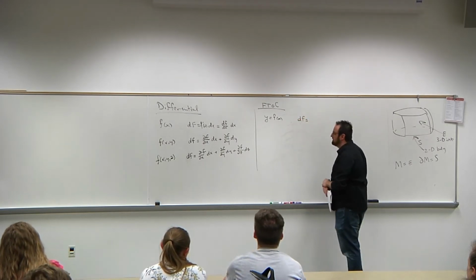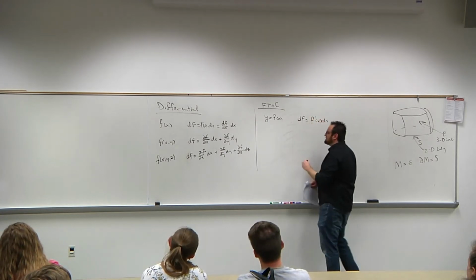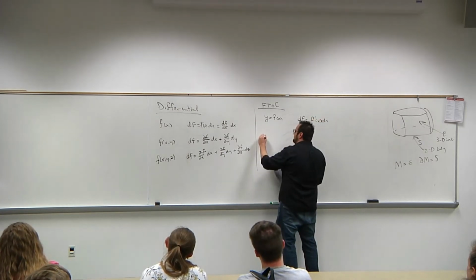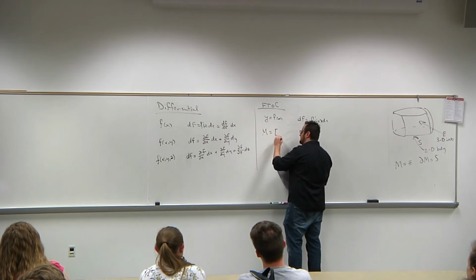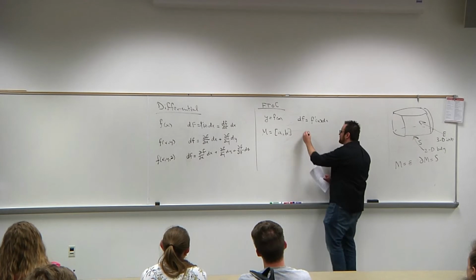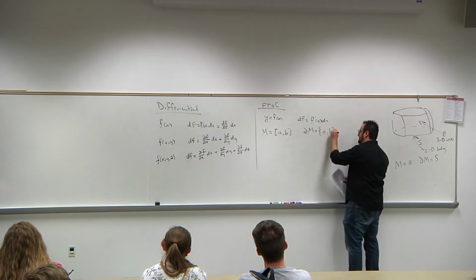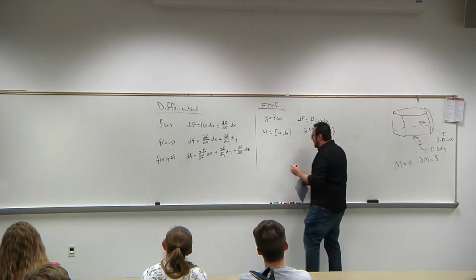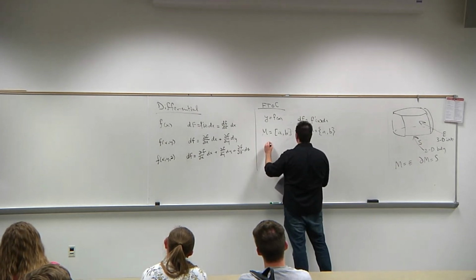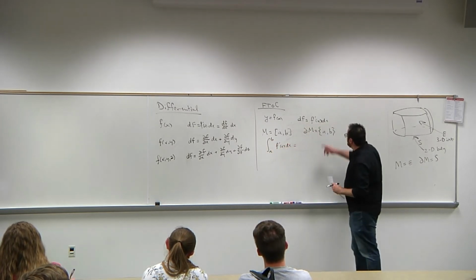What's that going to be? F prime of x dx. Let's look at the domain. The domain in this case we'll call M, and it is going to be the interval a to b, right? So what's partial M going to be? The set a and b. According to what we've written here then, the integral from a to b of f prime of x dx, okay, looks an awful lot like that.